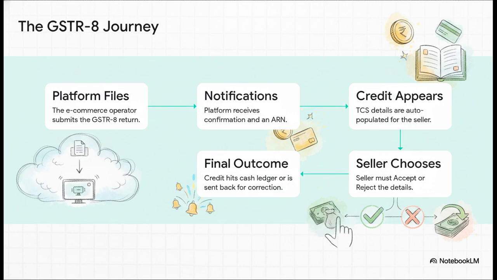So let's recap the whole thing in 5 simple steps. Ready? The platform files the GSTR-8. Notifications get sent. The TCS details show up for you, the seller. You either accept or reject. And finally, that money either lands in your cash ledger or the record goes back for a correction. See? When you break it down, it's actually pretty straightforward.